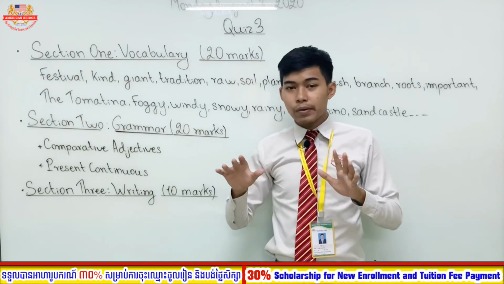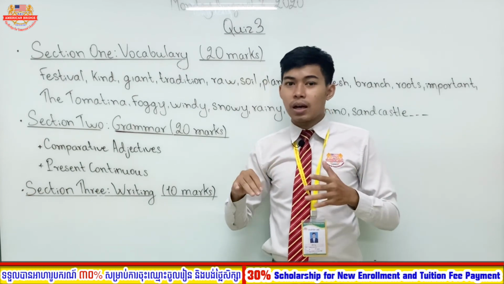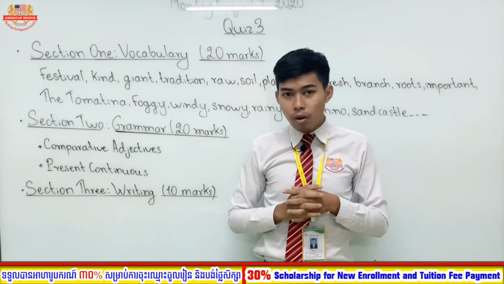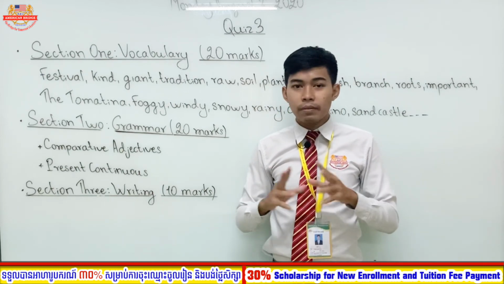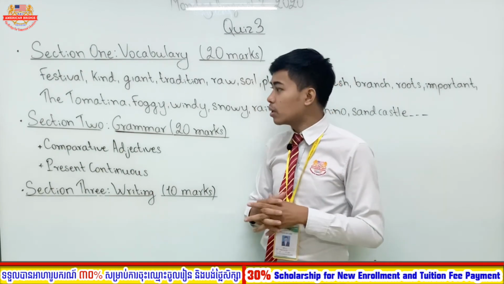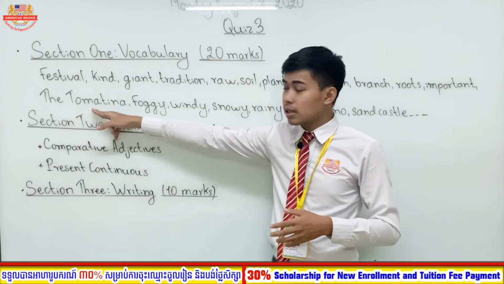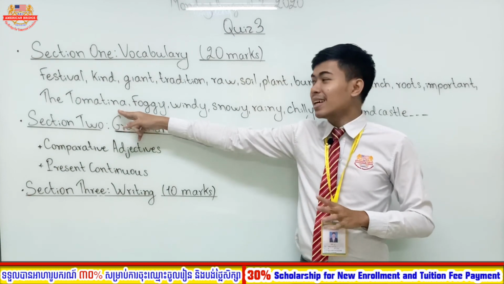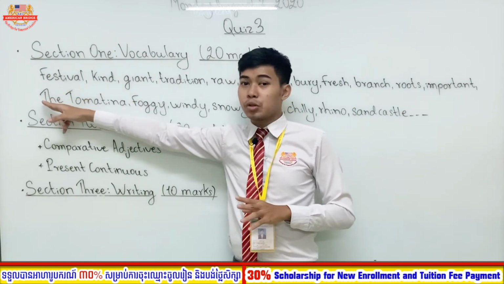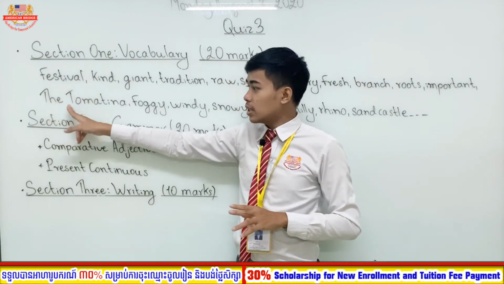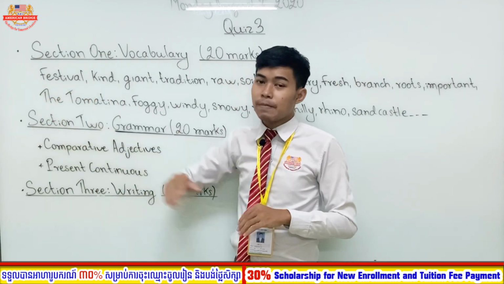So remember, if you see an animal, or weather like foggy, windy, snowy, write with a small letter. Okay, don't write with a big letter. You can change it on your phone. But if it is a name, like here, the Tomatina here is the name of the festival in Buñol, Spain. So you have to write with a capital letter. T, big T, big T. If you write a small t, it is wrong.